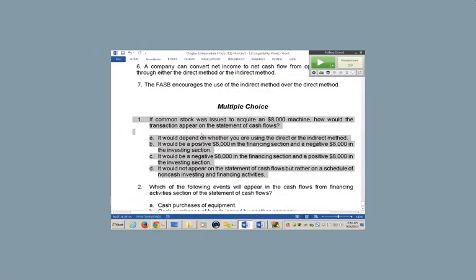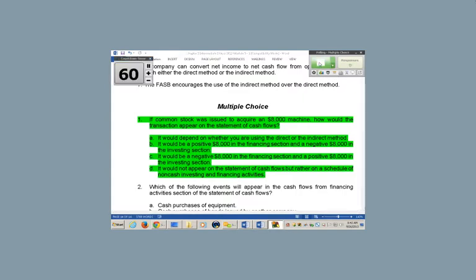Okay, so what I want to know here is, if common stock is issued to acquire an $8,000 machine, how would the transaction appear on the statement of cash flow? So again, you're on channel 41, and now the polling is open. You should get a response if you click.